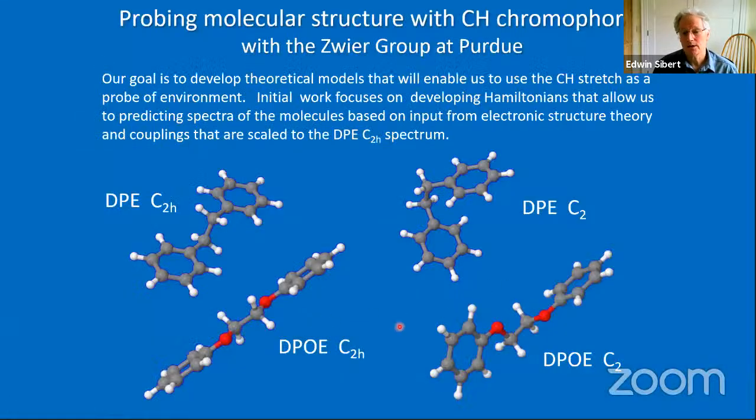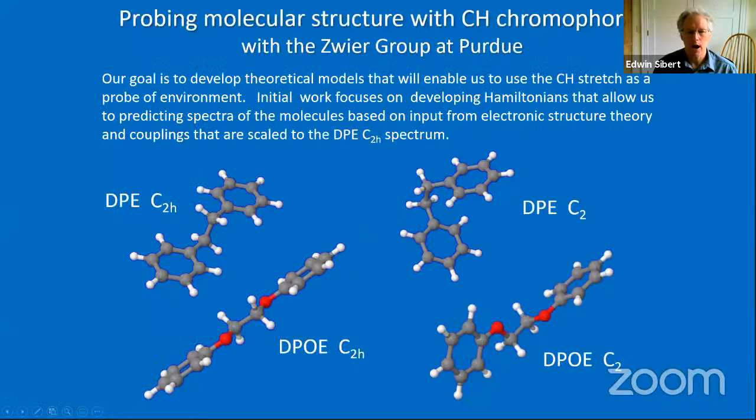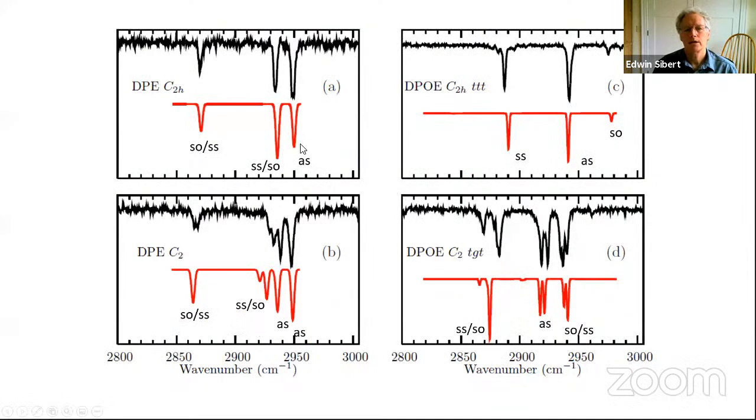If I go to these species, my time is running out, so I'm getting close to the end. The spectra look completely different. This is analogous to this, but I've just added the oxygen. All I've done is thrown oxygens in, made them ethoxins. And this spectrum turns into this spectrum, this spectrum turns into this spectrum.